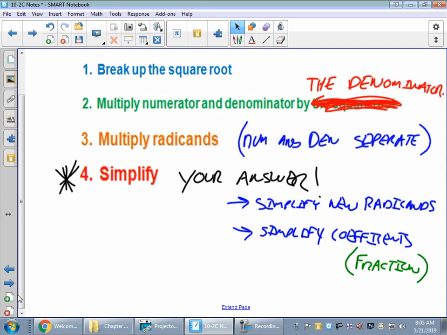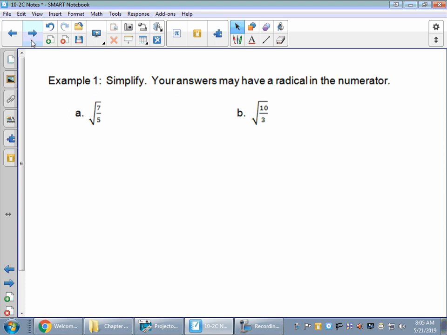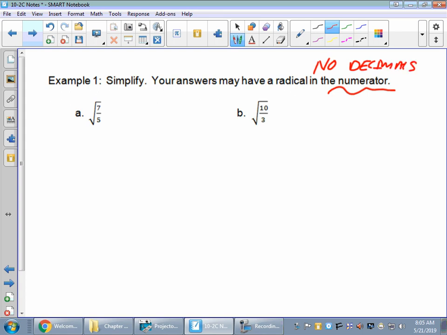Okay, so let's get some practice problems, shall we? All right, let's do letter A. So simplify says your answers may have a radical. We know that in the numerator, that's fine, and it may have one. Again, we do not want decimals. I know you can type this in your calculator and get decimals. We're not looking to do that. We're looking to break it down.